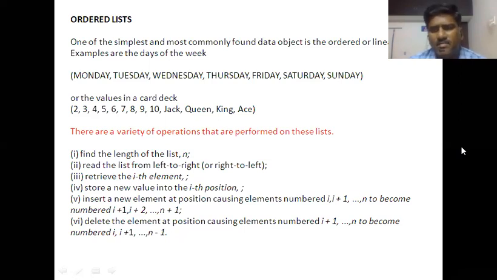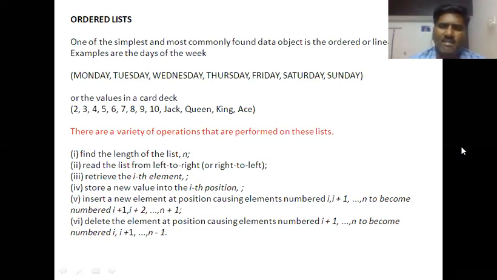Array is starting from 0. How many days? 7 days, but it reaches 0 to 6. Okay, so how to find out the length is the n value. N value is nothing but last index value minus first index value. Okay, so 6 minus 0 plus 1. This is called the length of the list. That is the value of n.